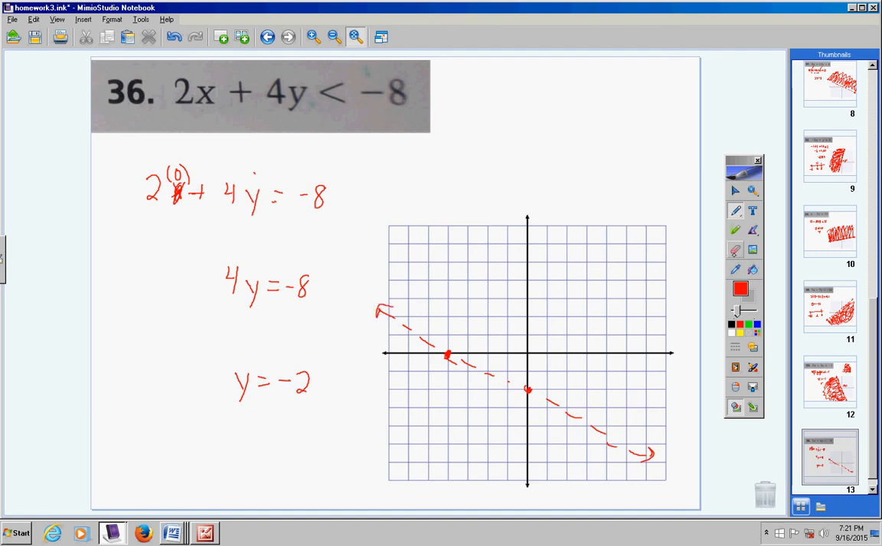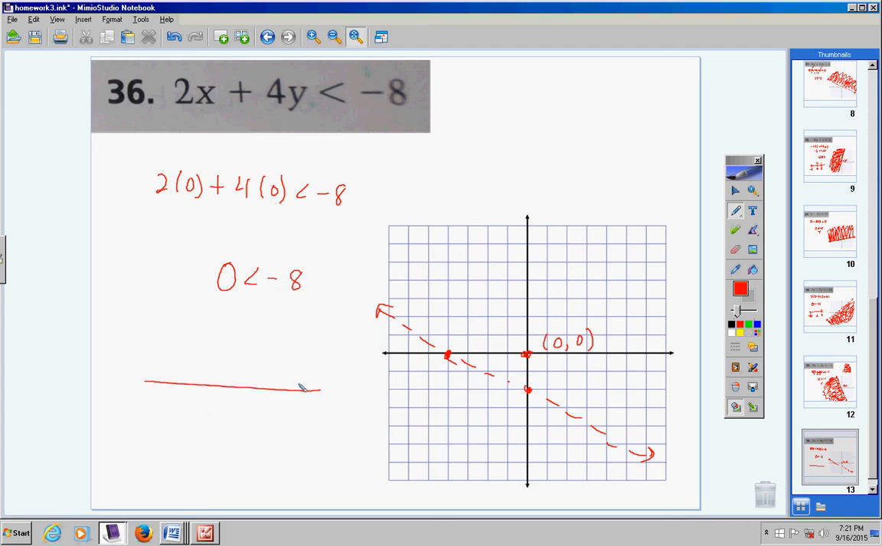And there we go. Now, next we've got to decide where to shade. And of course we're going to test a point to do that. We're going to test our good old standby here, 0, 0. So where the x is, I'm going to put a 0. Where the y is, I will also substitute 0. 2 times 0 is 0. 4 times 0 is 0. 0 plus 0 is 0. 0 is less than negative 8.